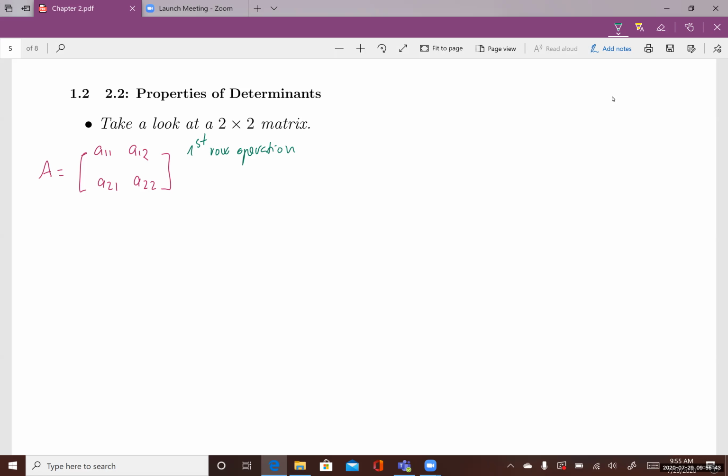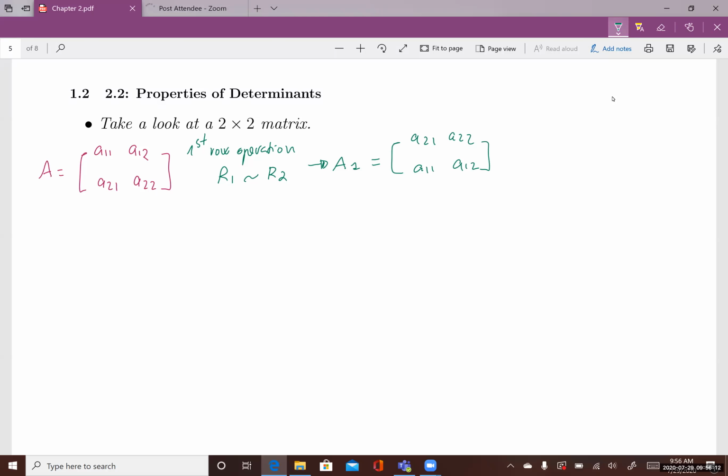Remember, the first row operation is when you interchange two rows, or swap two rows, right? And in this case, it's only two rows, so I just swap row 1 and row 2 to get, let's say, A1, which is a new matrix. Using the first row operation, you have A21, A22, A11, and A12.